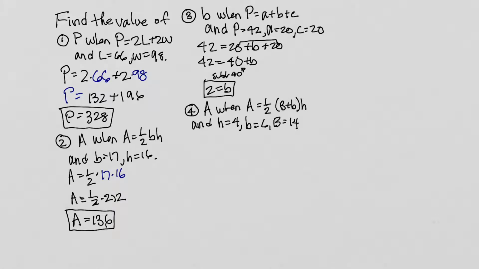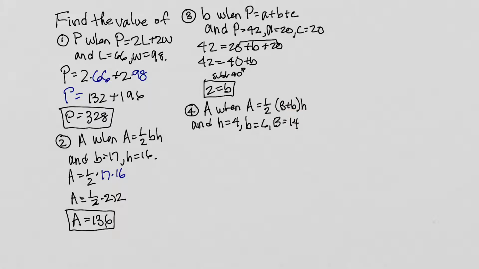Number 14, we're going to try to find the value of A. So A is already given. We don't have to solve for anything. We're just going to compute here. A is given by 1/2 of big B plus small b, take that sum and then multiply it by H. And here's what we know. H is 4, big B is 14, and small b is 6. Let's just substitute those values in and see where it takes us.